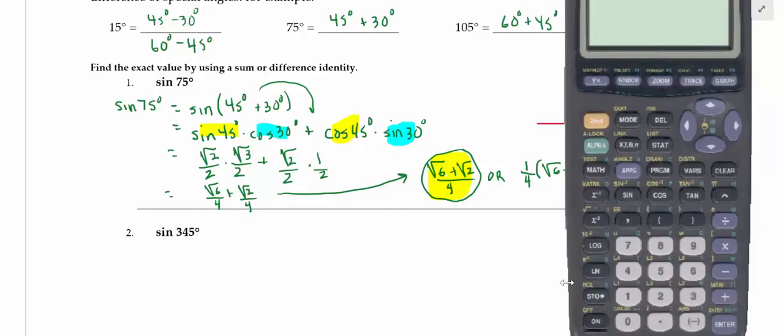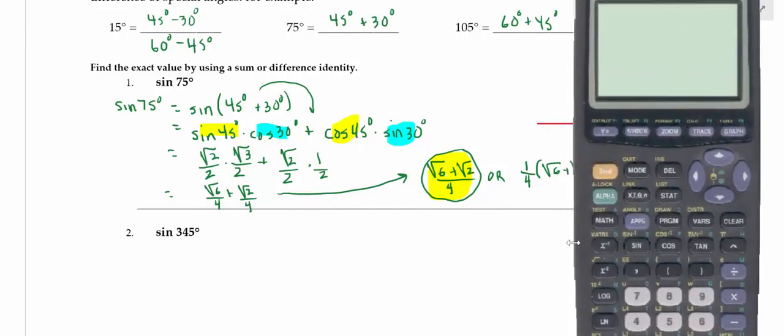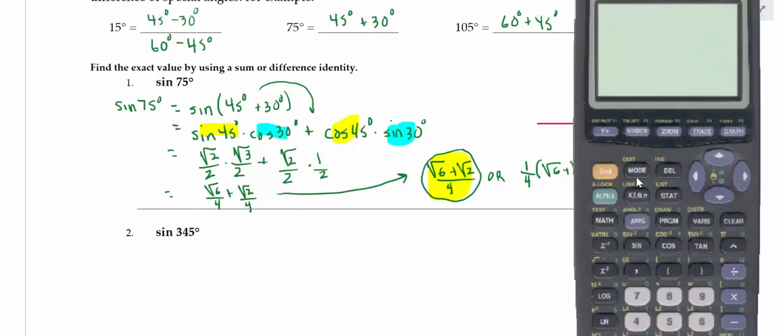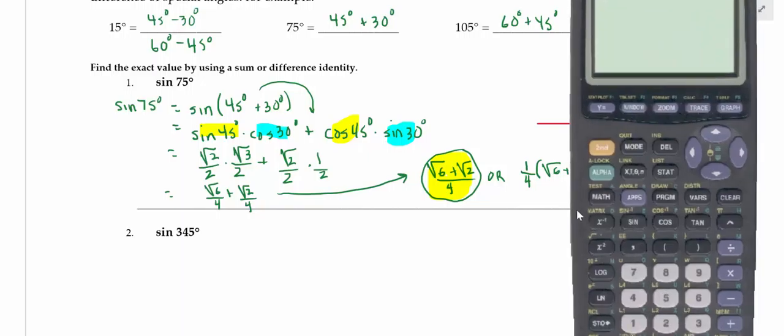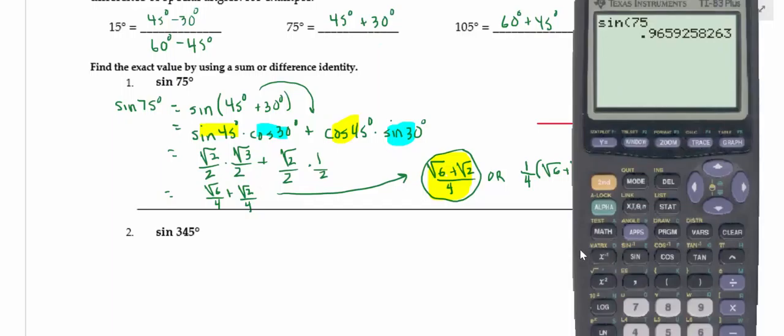I've kind of changed up my screen a little bit here today, so I need to scroll this thing down just a little bit here. Okay, clear the screen. And just to show you how this would go, if I was in, of course, degree mode, I want to do that. So if I did the sine of 75 degrees on my calculator, I am going to get this answer.